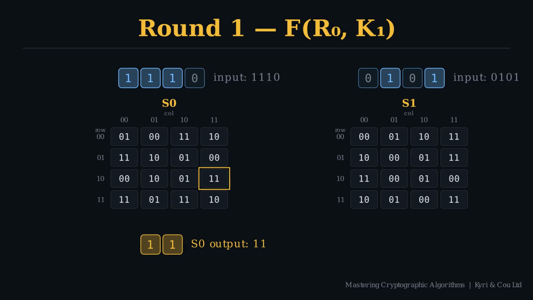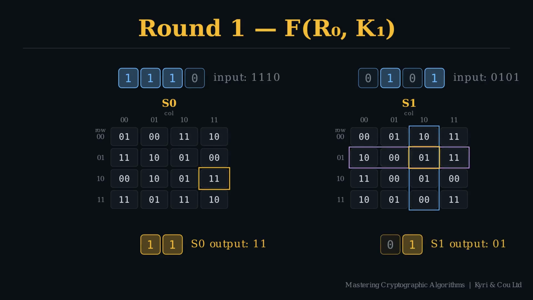The second group, 0101, goes through S-box 1. It's the same procedure, just a different table. The outer bits are 0 and 1, which put us in row 1, and the inner bits are 1 and 0, which puts us in column 2. The entry there is 0, 1. We glue the 2 outputs together, 1, 1 followed by 0, 1, and we're back to 4 bits, 1, 1, 0, 1.